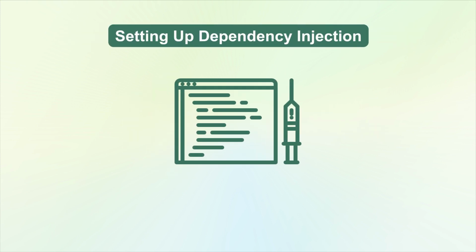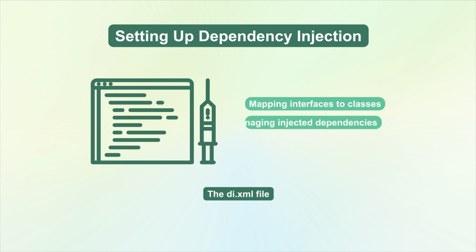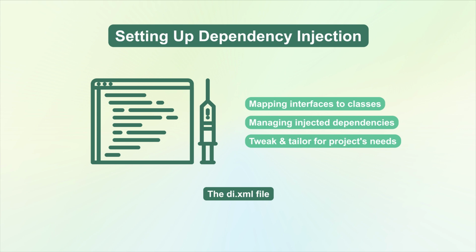Let's switch focus to setting up DI. Your go-to for DI is the di.xml file. This file is crucial for mapping interfaces to classes and managing how dependencies are injected. Learn how to tweak and tailor this file for your project's needs without touching the core code.